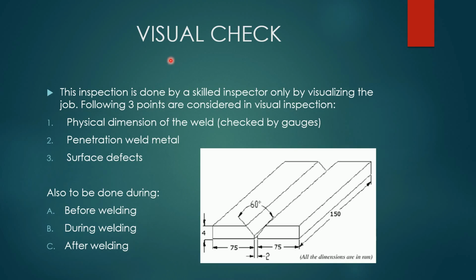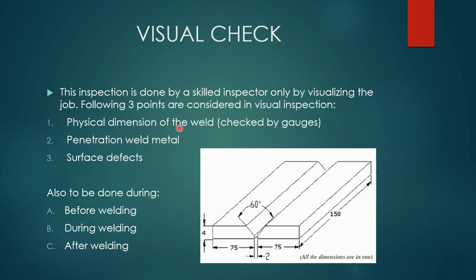Visual check is nothing but the inspection done by a skilled worker by his naked eyes. So basic 3 points are considered over there. First is physical dimension of the weld, right? Second one is penetration of weld metal, and third is surface defects.